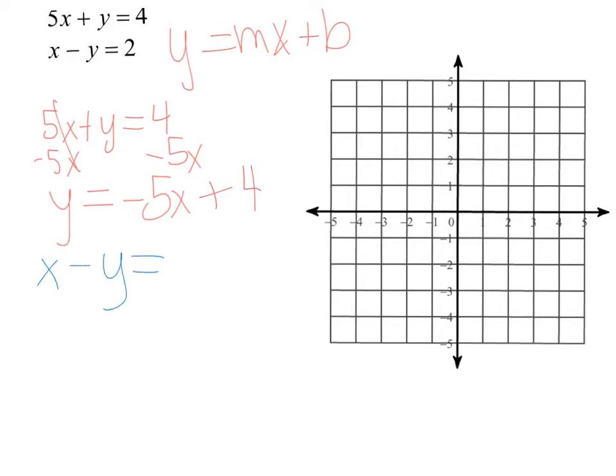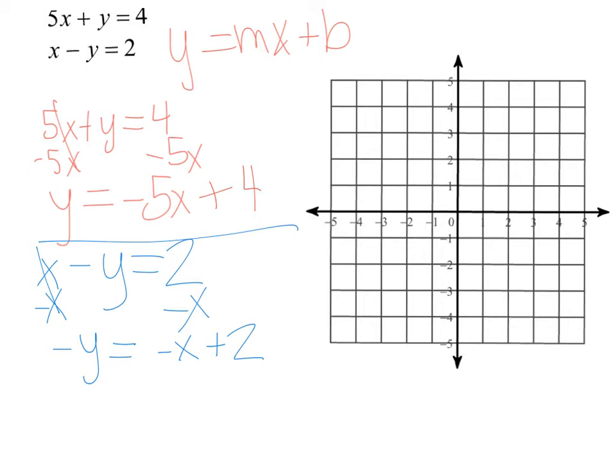The second equation, x minus y is equal to 2. I'll start off the same way that I did my first. I'm subtracting the x from both sides. So I end up with negative y equals negative x plus 2. And then to change this y into a positive, remember there's a number in front of y here. This is just a negative 1.